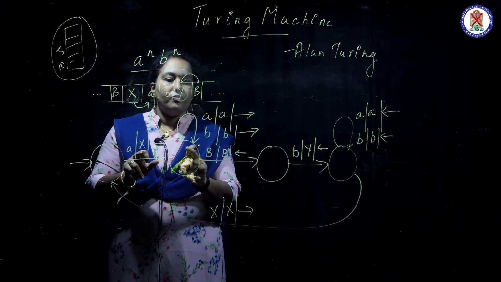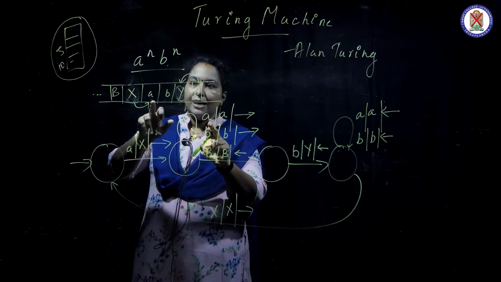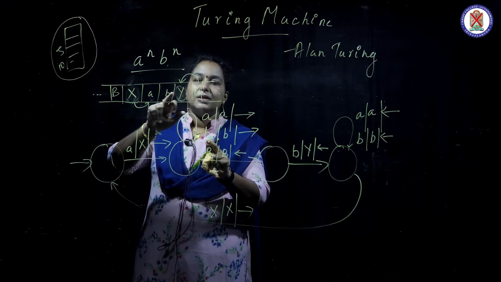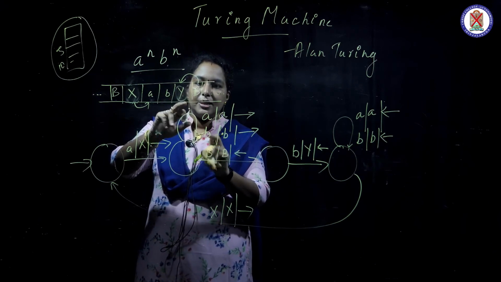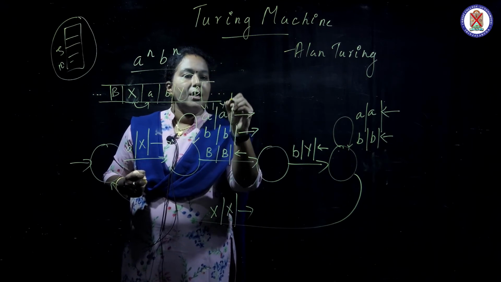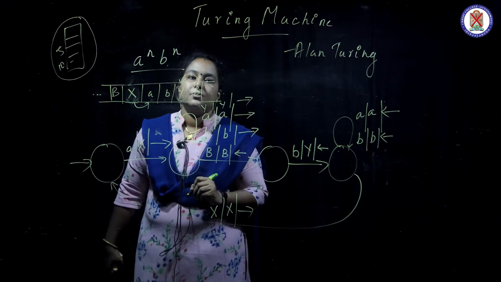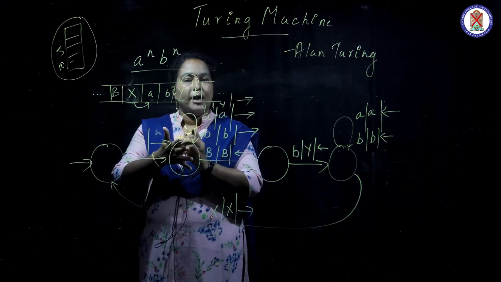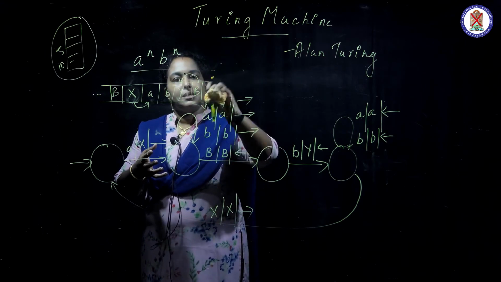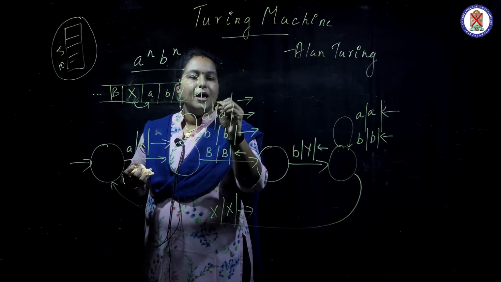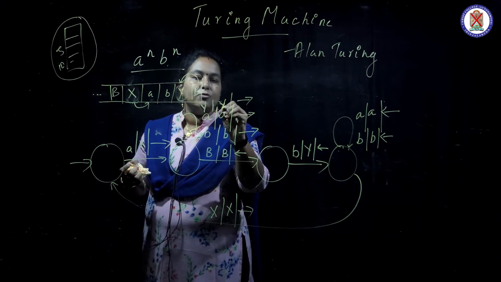I move forward, and if I see A's, I bypass. If I see B's, I bypass. But look here, Y is also there, isn't it? So Y must also be bypassed. If I see Y, I must bypass it. So I am writing here: when I see Y, I must bypass and move forward.